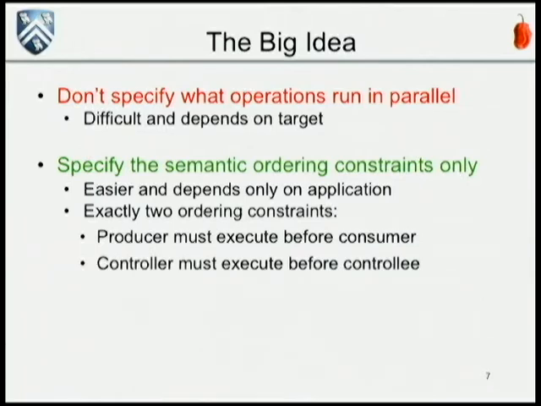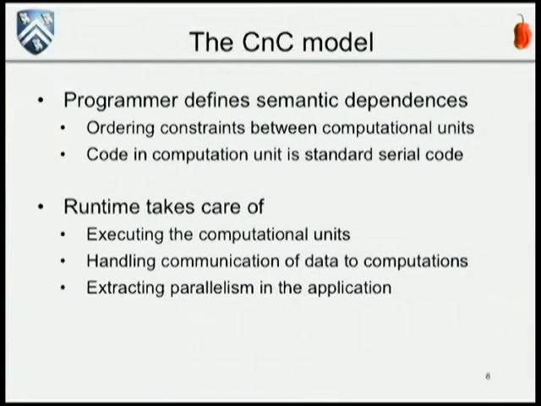A producer-consumer is, I guess, easy to understand. A controller-controllee is you only launch some task if some other task is executed. OK. And what are these semantic constraints? Normally, they're data dependencies and control dependencies in your application. So you specify these constraints in some form of a graph.